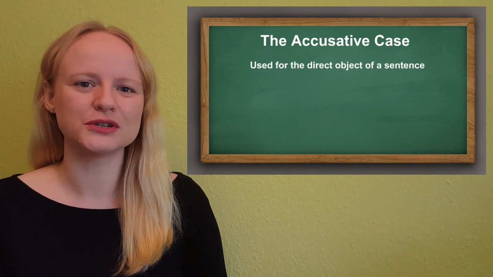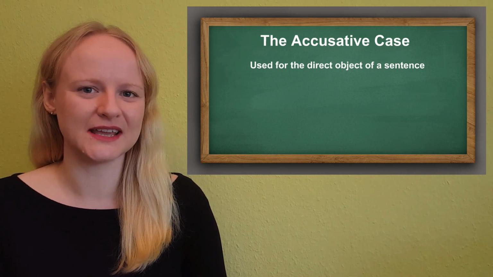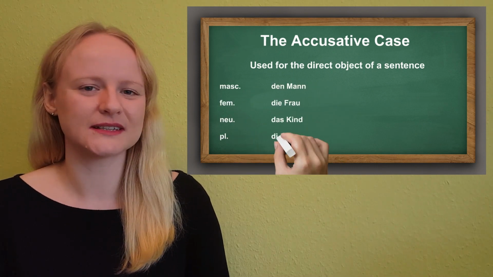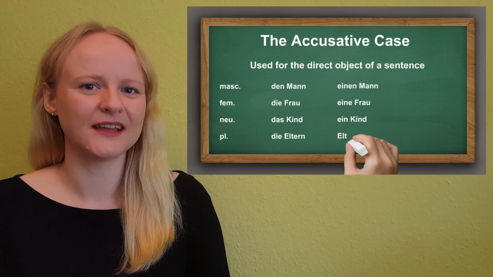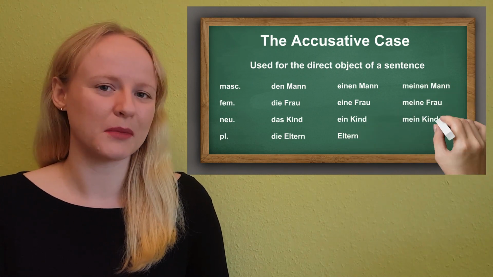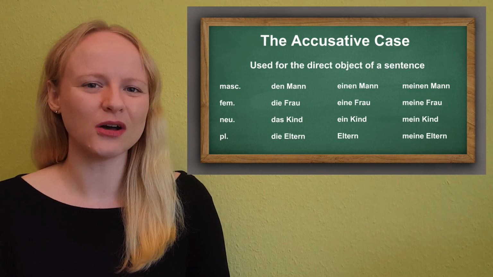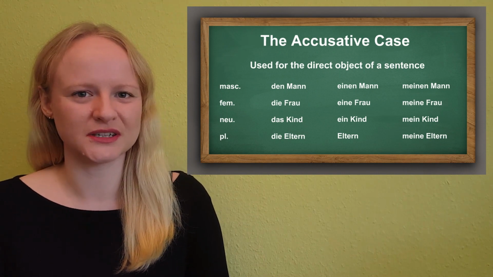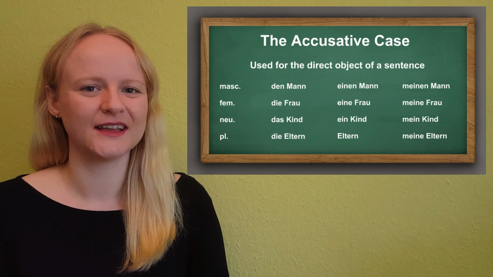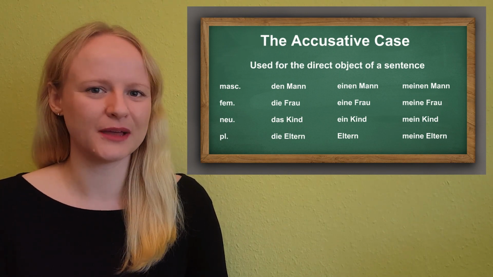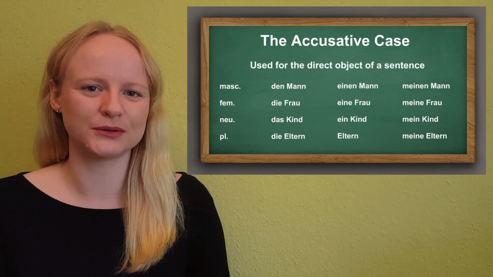I have already showed you the German definite articles der, die and das, as well as the indefinite articles ein and eine, and possessive pronouns like mein, dein, sein, unser, etc. All of these will also need to be put in the accusative case. As always, we will have to differentiate between masculine, feminine, neuter and plural.